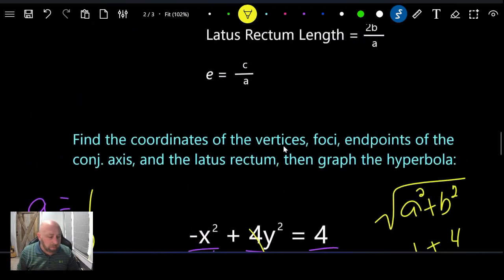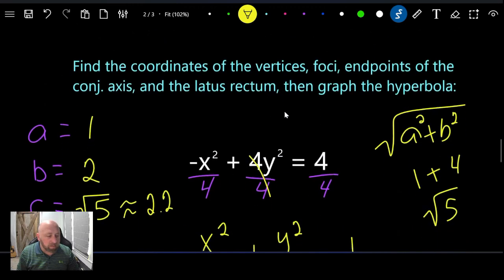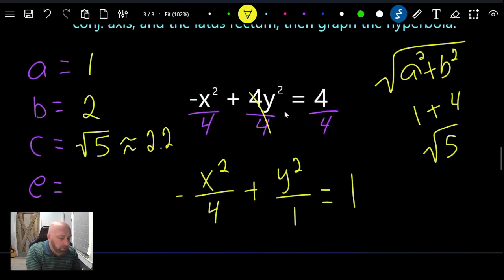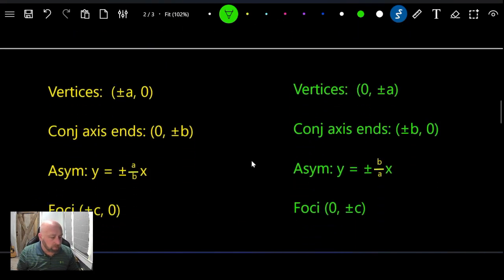So we can do our e right now. Our e is c over a, so we're going to have the square root of 5 over 1, or just the square root of 5 here. So basically our c and our e are going to be the same in this one. And now we should have basically everything that we need to solve everything else. So let's go back up here and look. Let's start with the vertices.